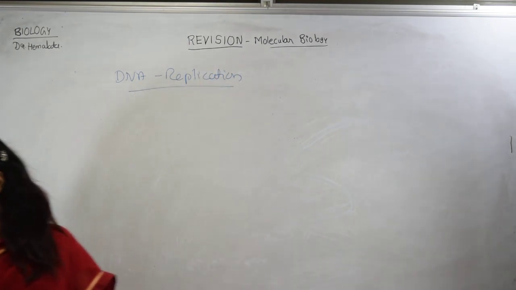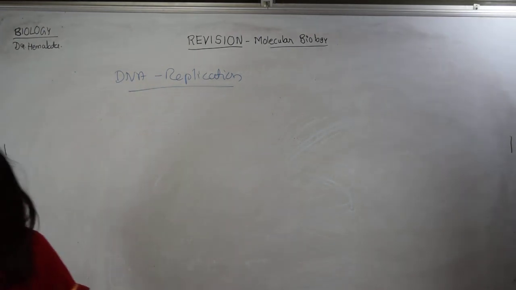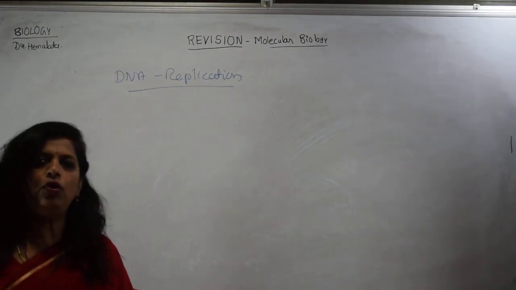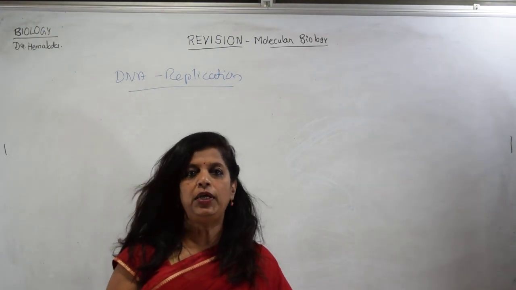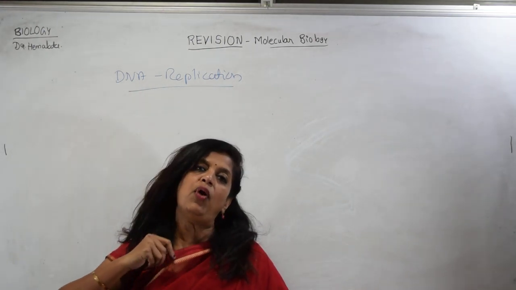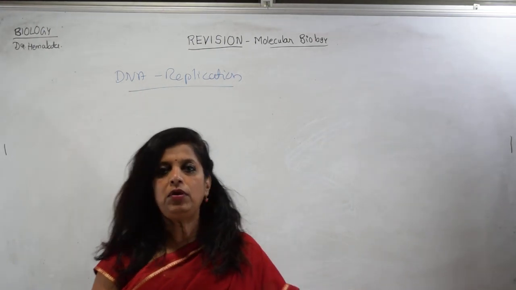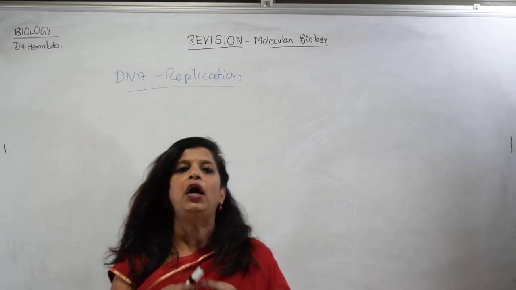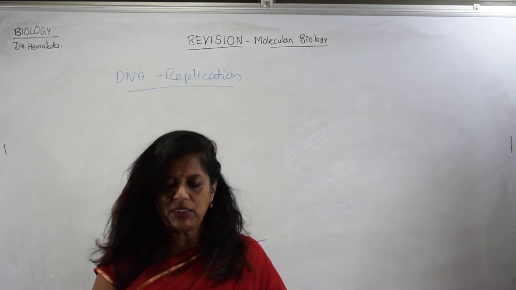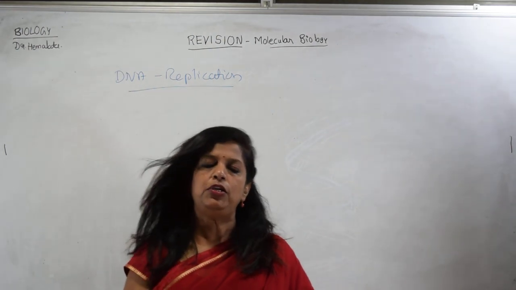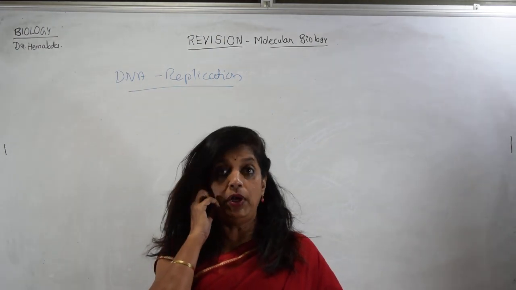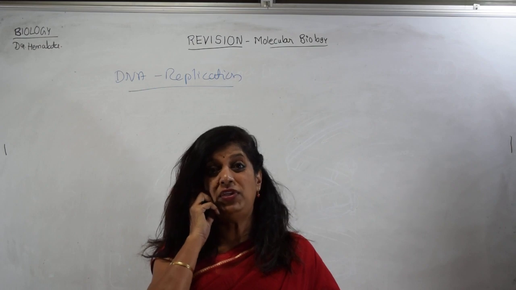Okay. Now, let me give you the background: what is replication? You all know that replication means doubling of DNA. The question is, why does the DNA have to double? Because whenever cells are multiplying, their daughter cells must get an equal amount of DNA. So, the DNA will have to double before the division. That is almost in the interphase.